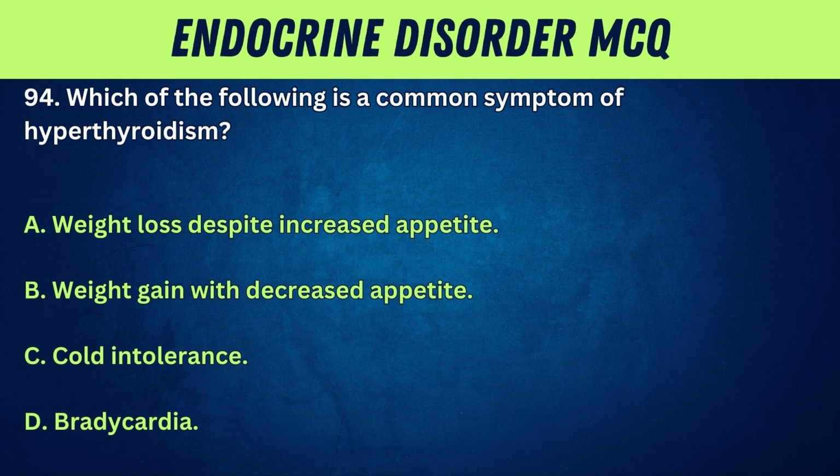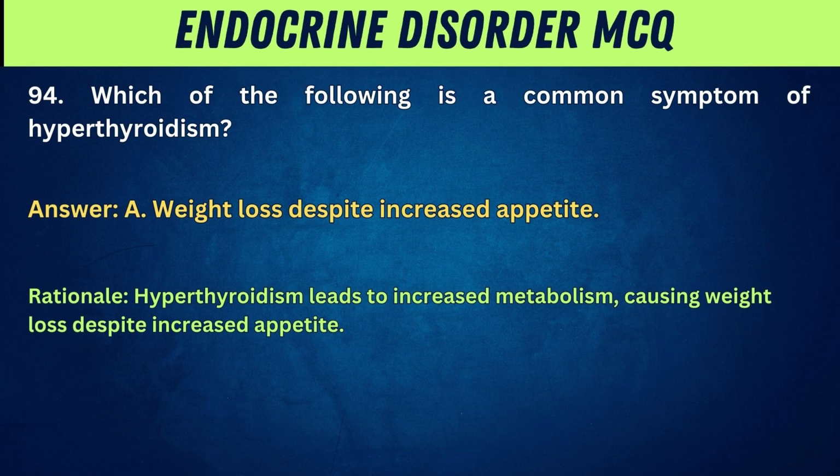A. Weight loss despite increased appetite. B. Weight gain with decreased appetite. C. Cold intolerance. D. Bradycardia. Answer: A. Weight loss despite increased appetite. Rationale: Hyperthyroidism leads to increased metabolism, causing weight loss despite increased appetite.